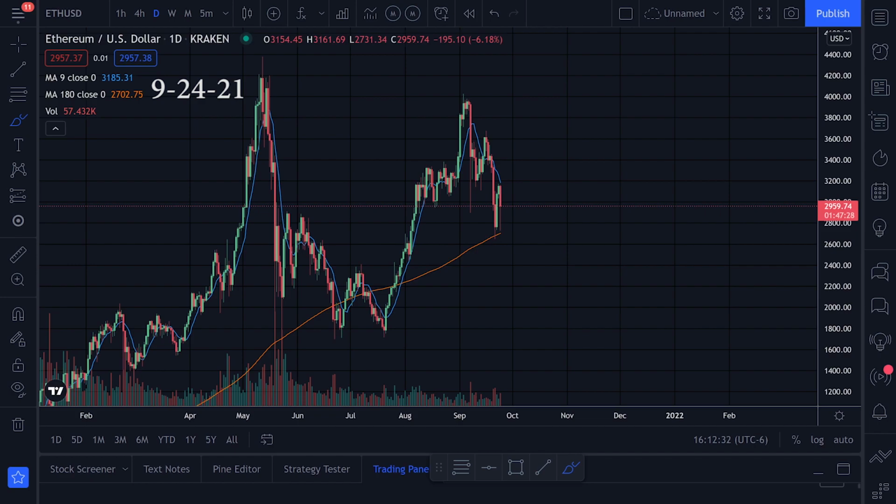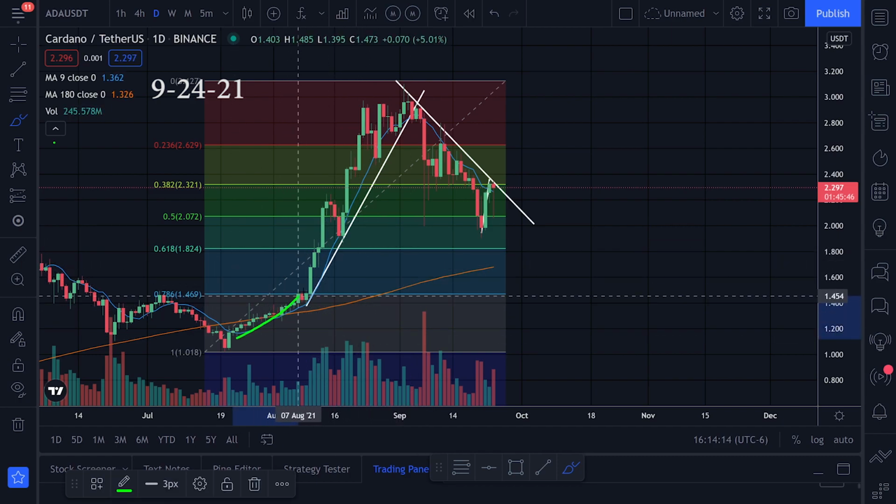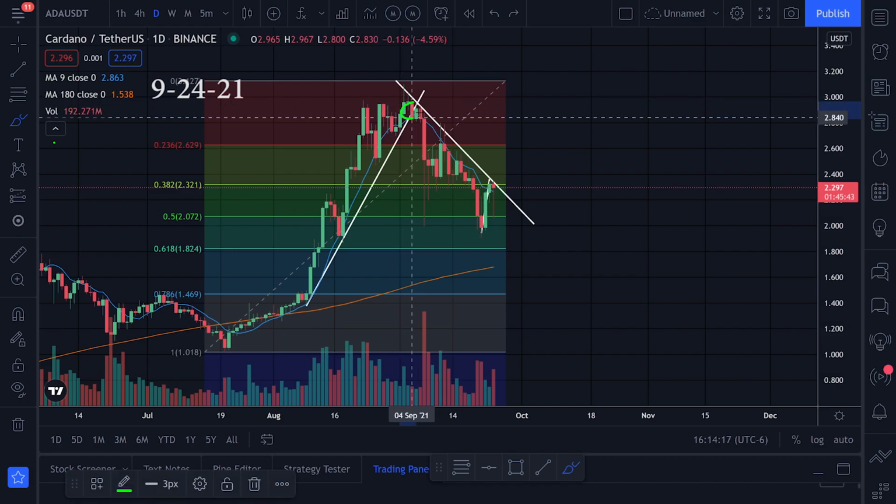Let's check out Cardano. All right, let's take a look at the chart action for Cardano. So this chart looks similar but different. We had our big uptrend right here. We broke that going to the downside right there.